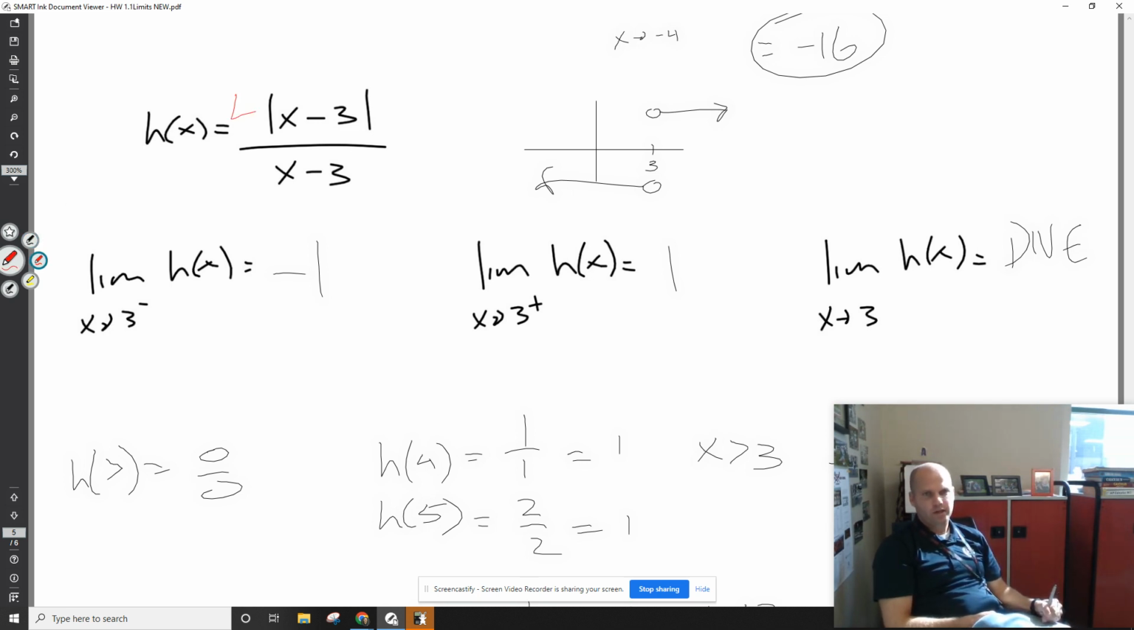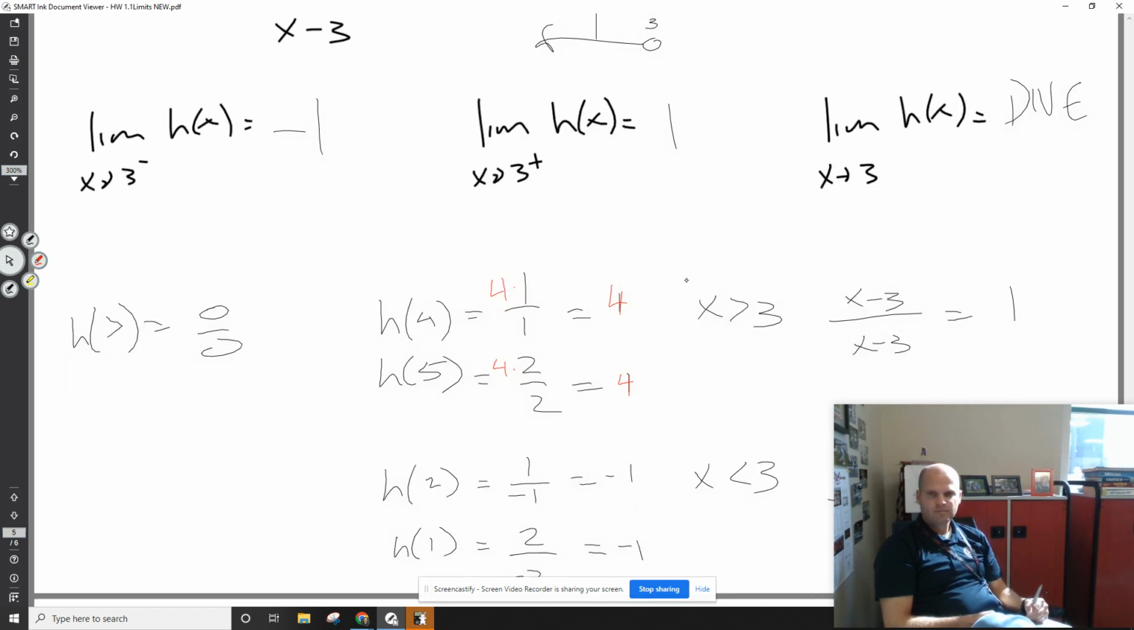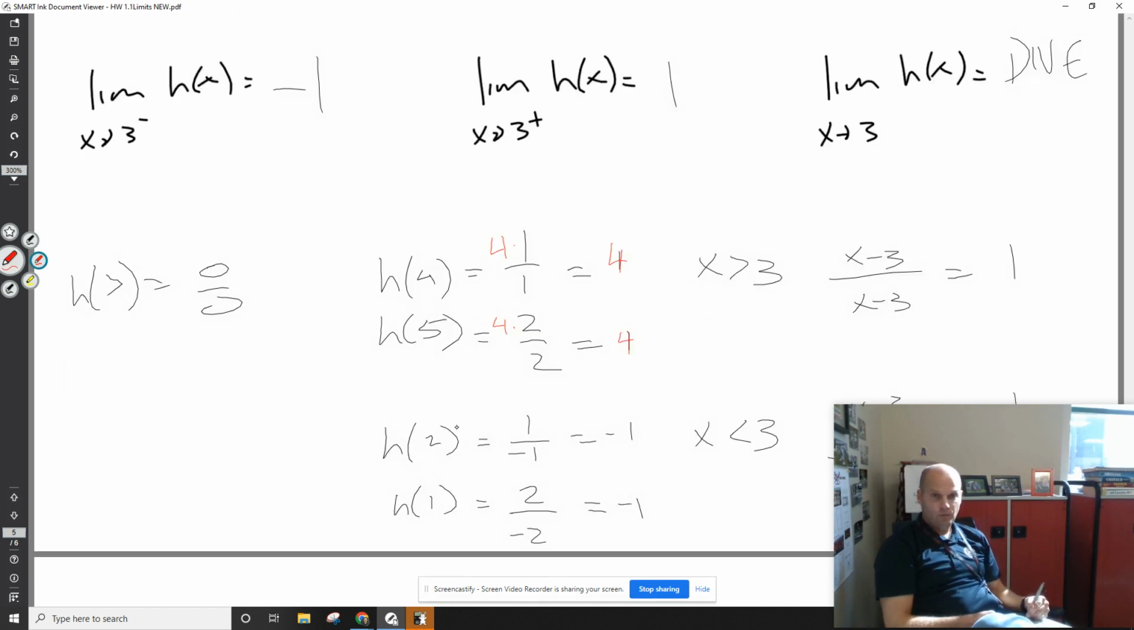What if I put a 4 here? Well, if I put a 4 here, it'd be 4 times 1 over 1. It'd be 4 times 2 over 2. This would change into 4. That would change into 4.